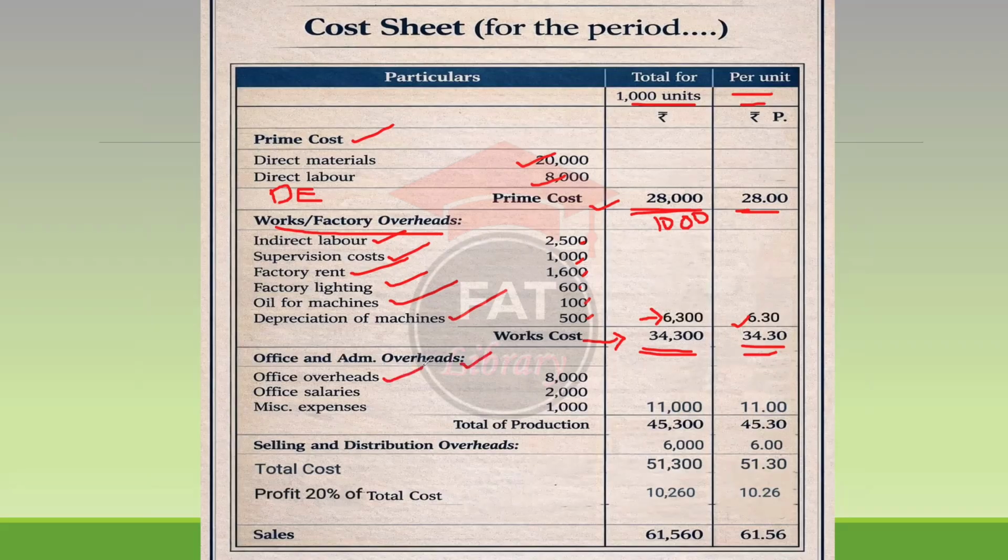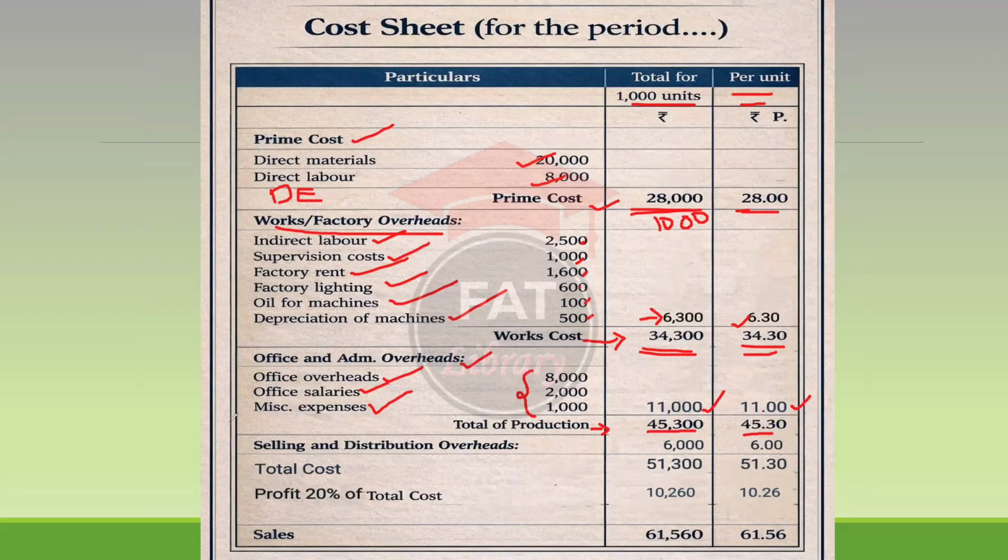Okay. The next thing we need to add the office and administration overheads. One is office overhead, right? Then office salary they have given and miscellaneous expenses they have given. So these things we have taken. So office and administration overhead together we got it as 11,000, which is 11 rupee per unit. Now what is the cost of production? Our total cost of production is 45,300 and 45 rupee 30 paise in case of per unit.